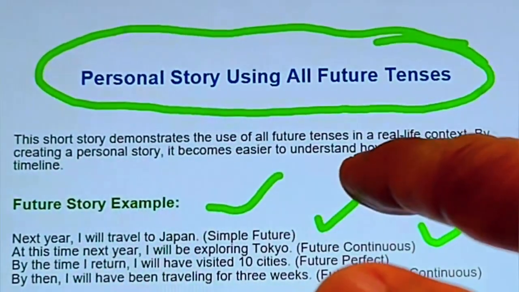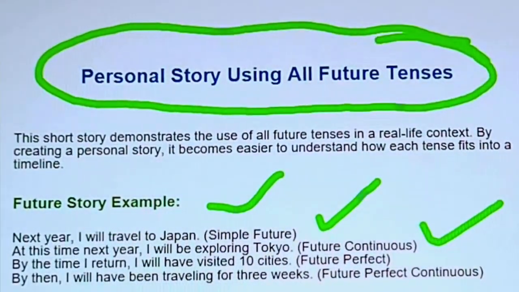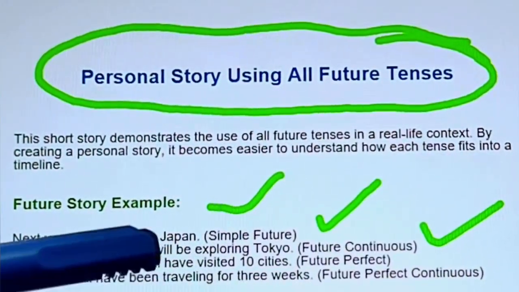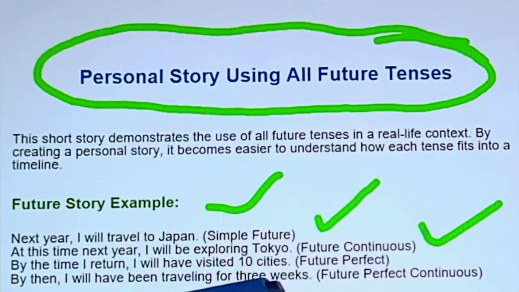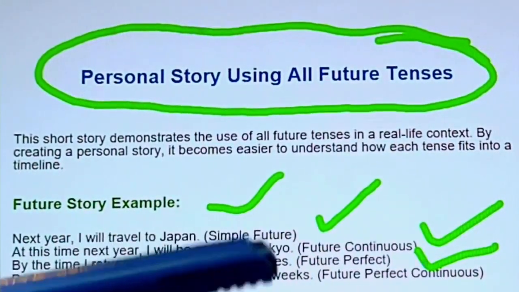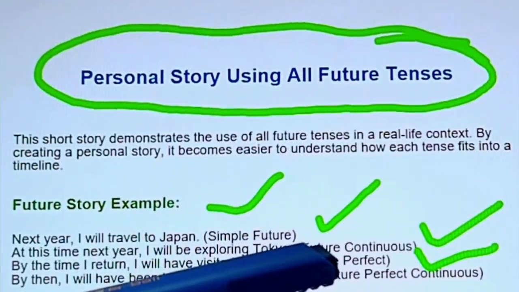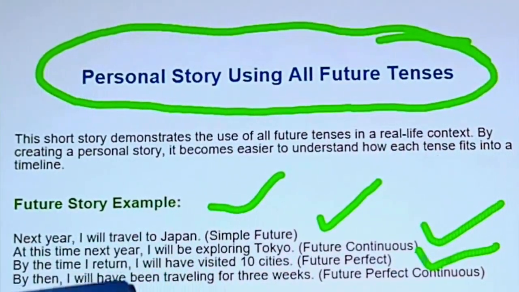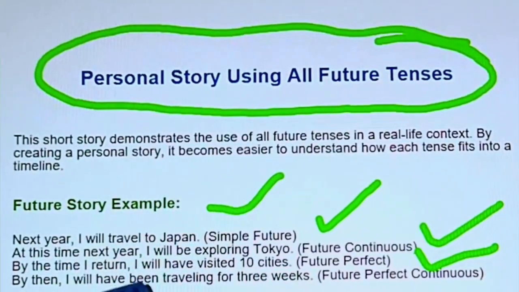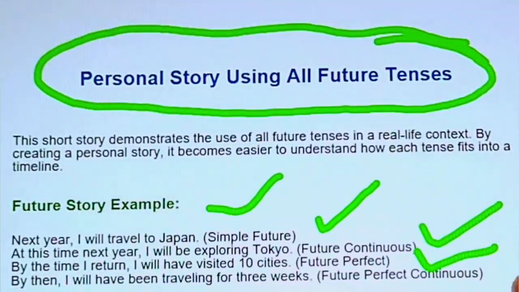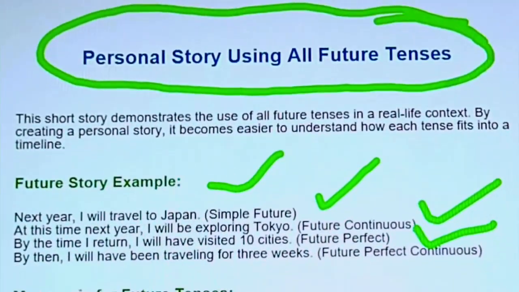First one was simple future, and by adding more sentences to the story: By the time I return, I will have visited 10 cities. This is in the future perfect tense. And next, you add one more sentence: By then I will have been traveling for 3 weeks, and this sentence describes the future perfect continuous tense.